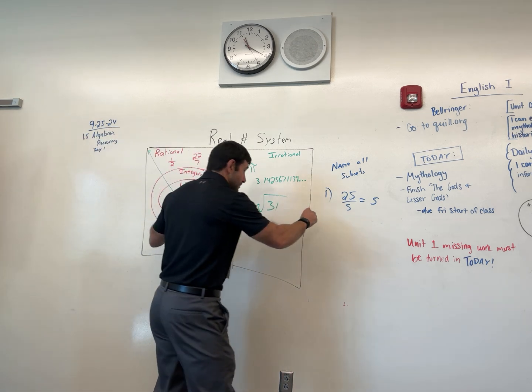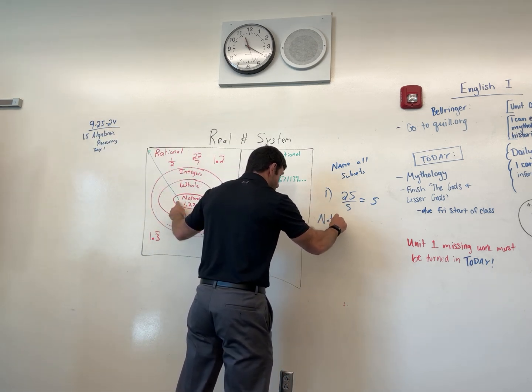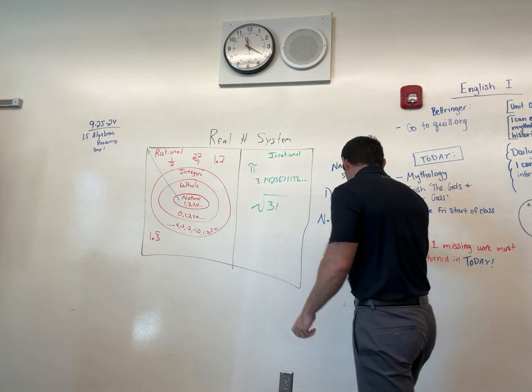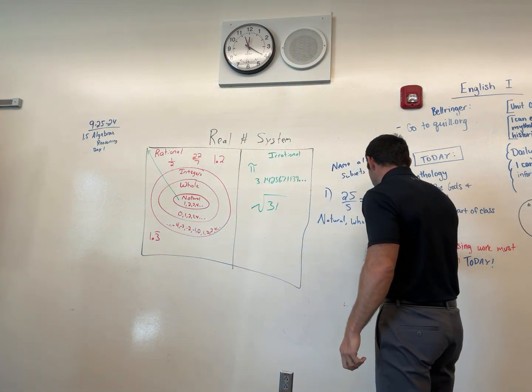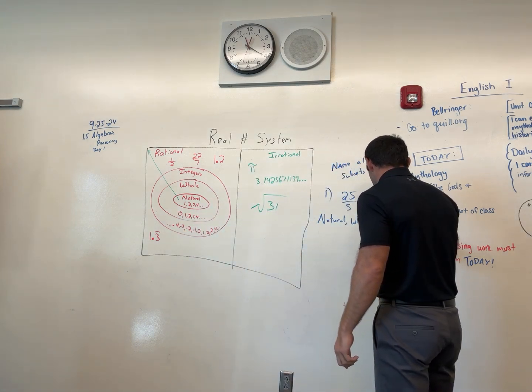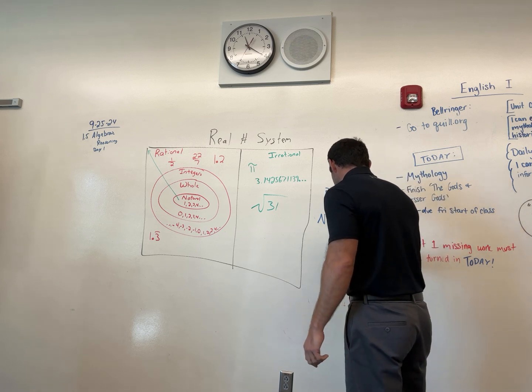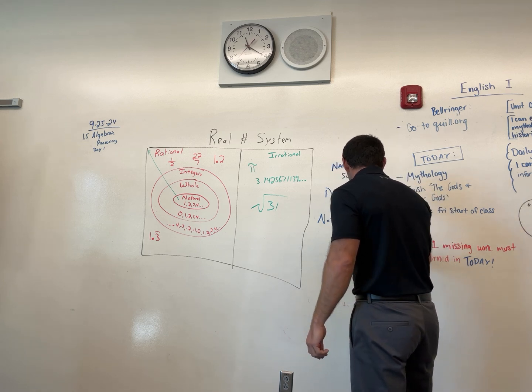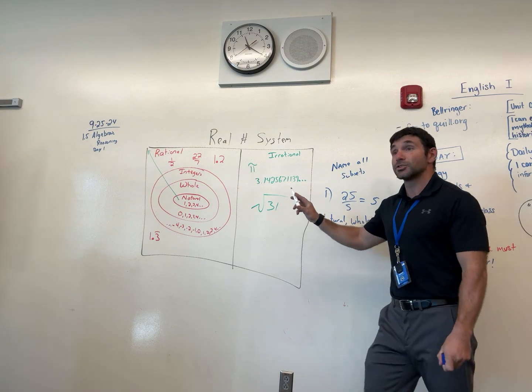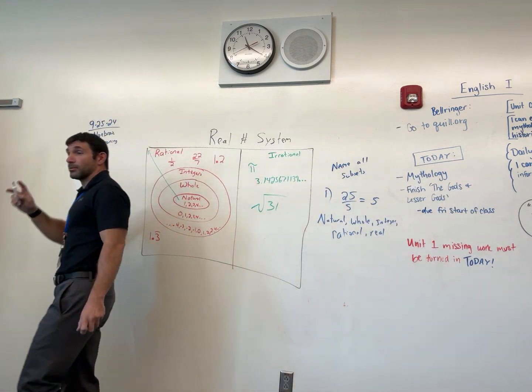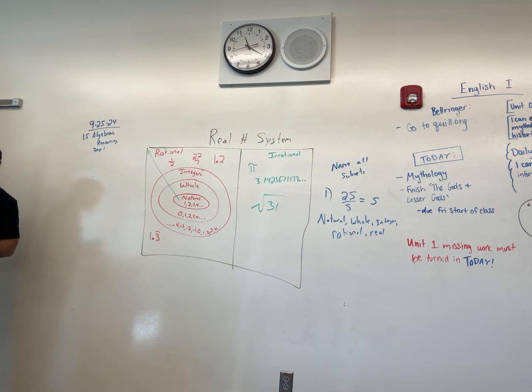natural. What else? Whole. It's an integer. It's rational. And it's real. So notice how that arrow goes out. Questions there? Make sure you have this copied down because I'm going to erase it in a second.